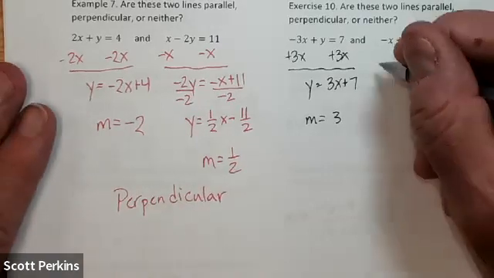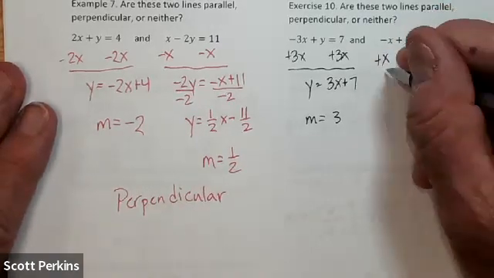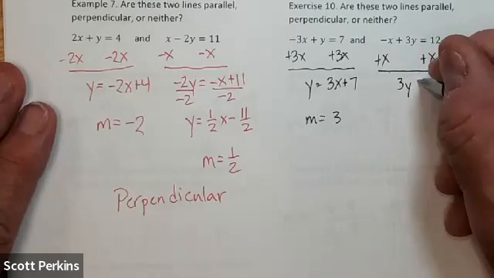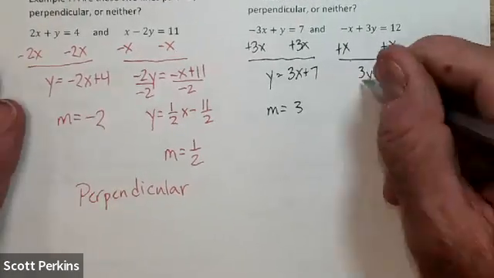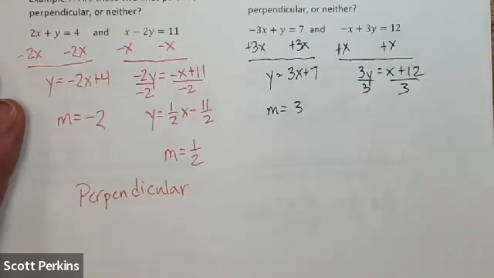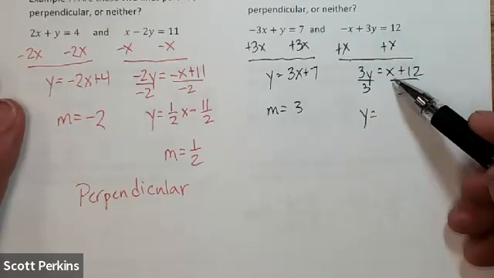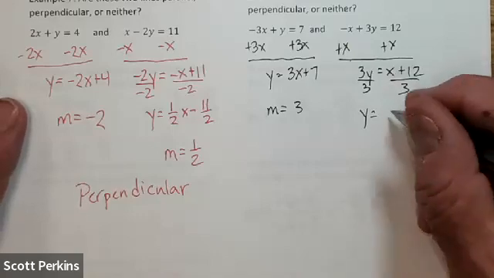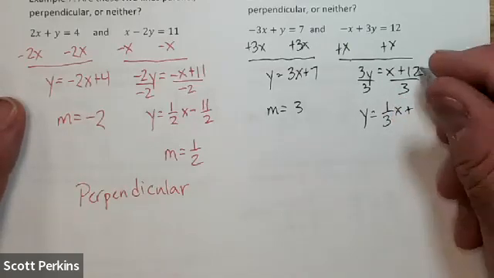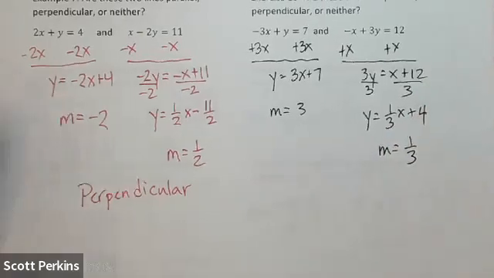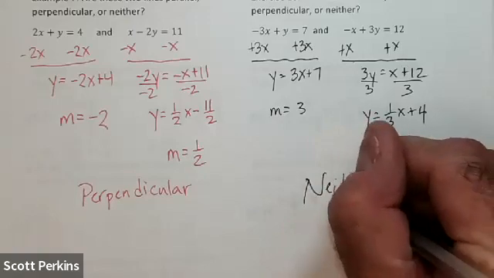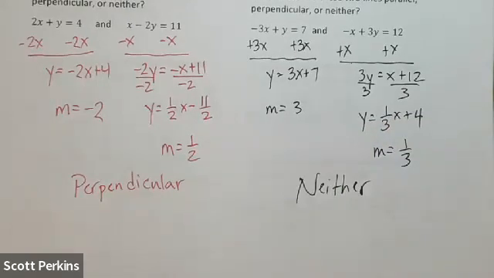Let's see what happens. So let's add x to both sides on this one. And I get 3y is equal to x plus 12. I'm going to divide both sides by 3. And I get y is equal to, the number in front of the x is a 1, so I have 1 over 3x, and then 12 over 3 is 4. So the slope here is 1/3. Not parallel. Are they perpendicular? No, they're not negatives. So this one is a neither. There's no relationship between those two lines.